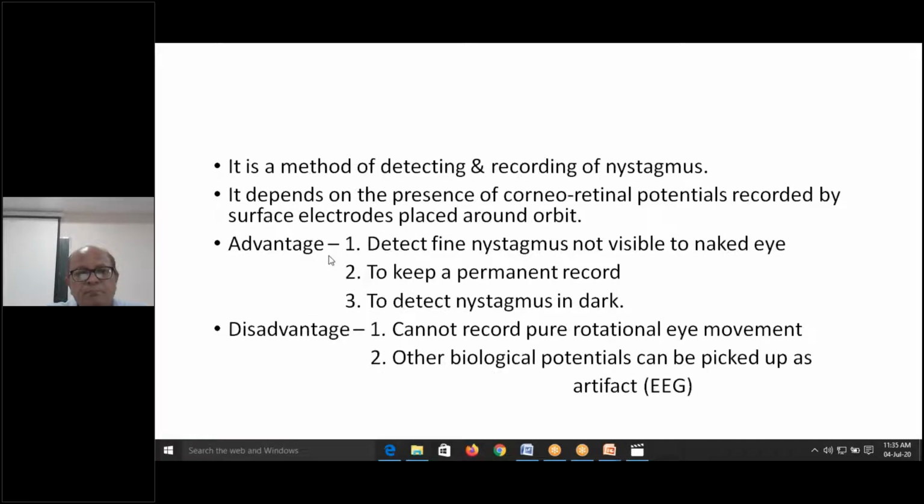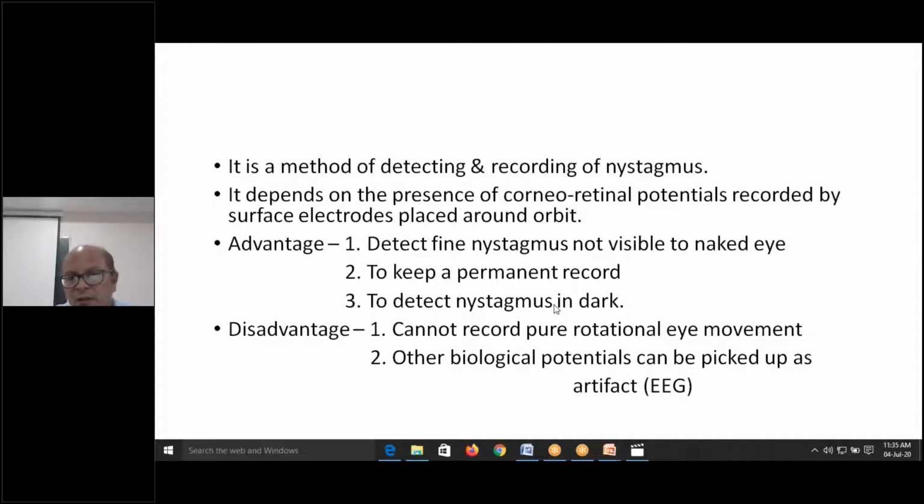It is a method of detecting and recording nystagmus. You have a record with you. Previously you didn't have one, you just observed, and there was no record of that, but now you can keep a calorigram also. It depends on the presence of corneoretinal potential recorded by surface electrodes placed around the orbit. The advantage is that it detects fine nystagmus, which is not visible to the naked eye.